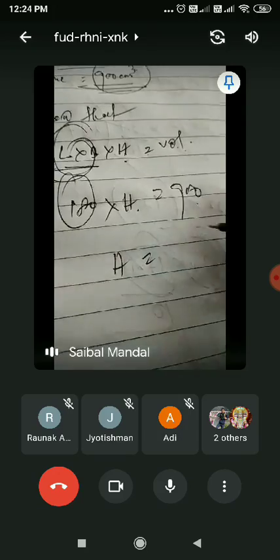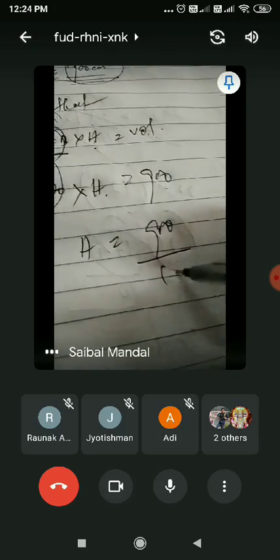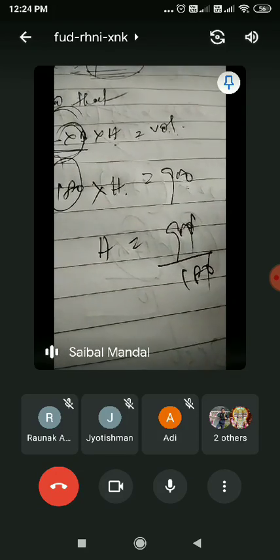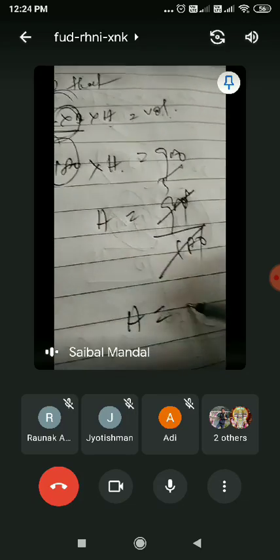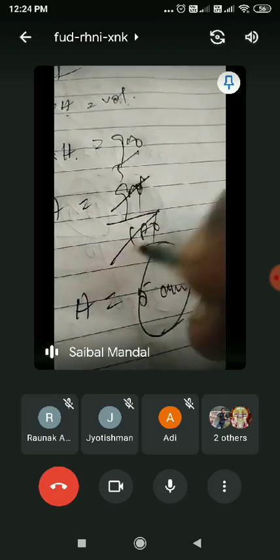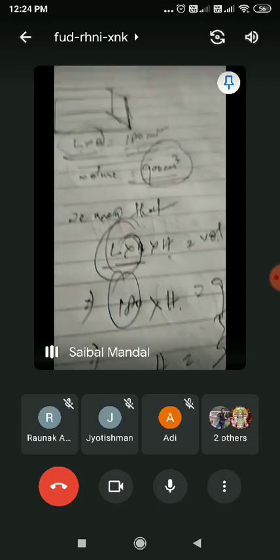So H is equal to 900 divided by 180. 0 got cancelled. 5 18s are 90. So H is equal to 5 centimeter. Height of the cuboid is 5 centimeter.